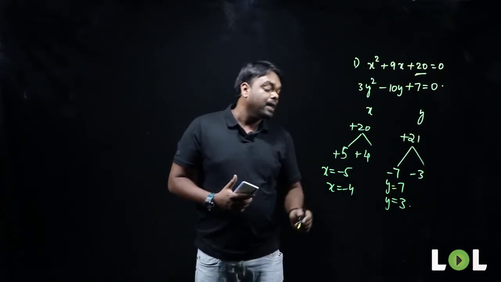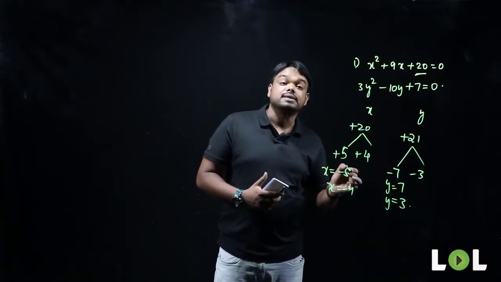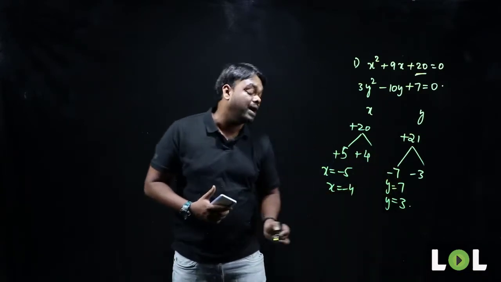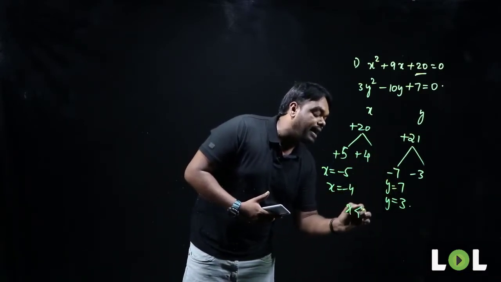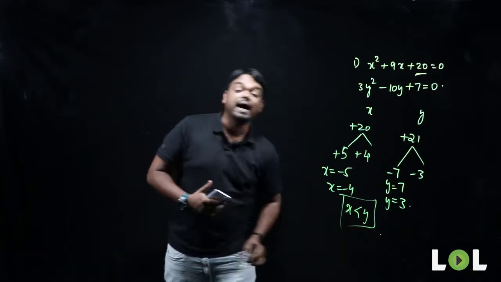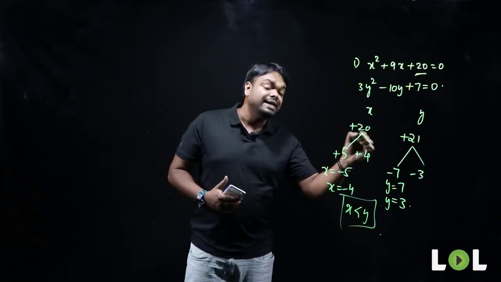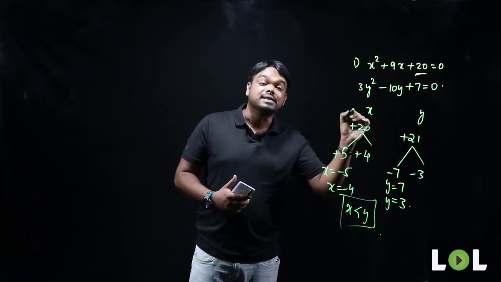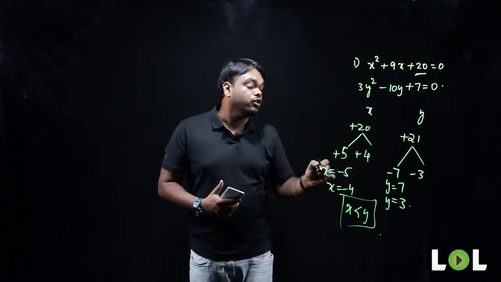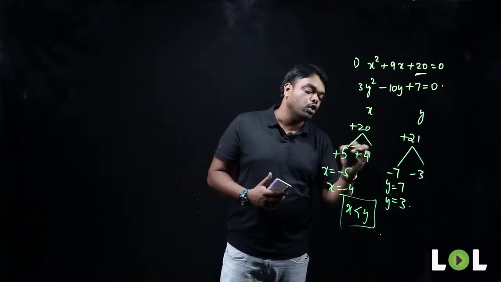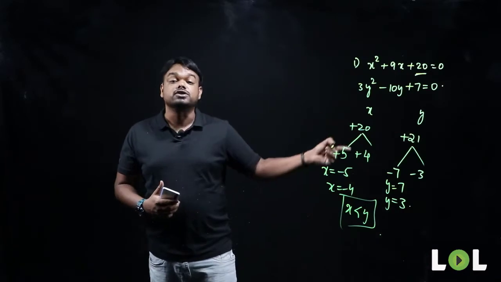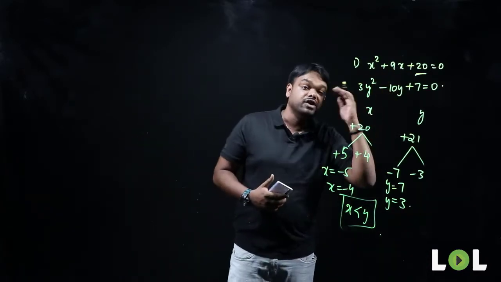If you observe, both the values of x are less than both the values of y, so x is less than y. You can solve this question in just 20 seconds. In fact, you need not use the pen at all if you know how to directly convert the factors into the roots and how to factorize within your mind, guys.